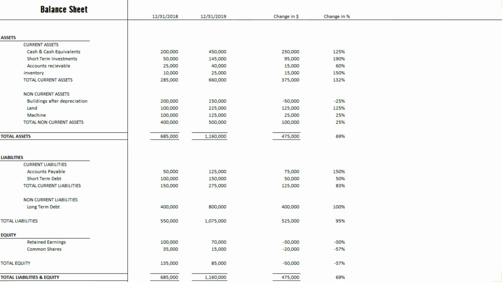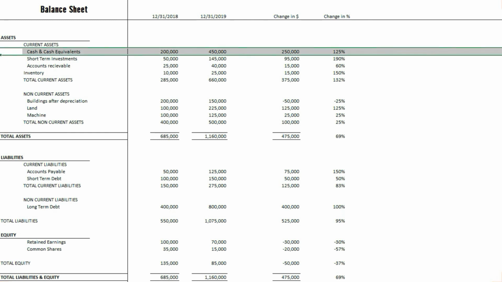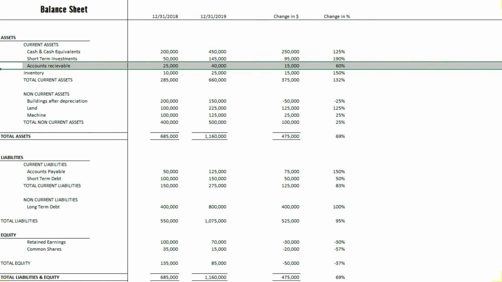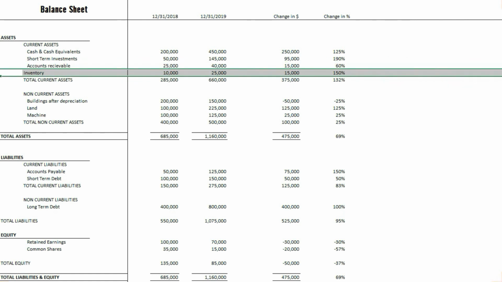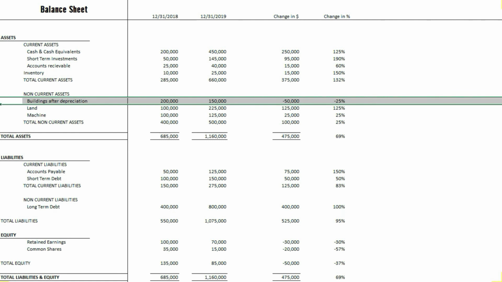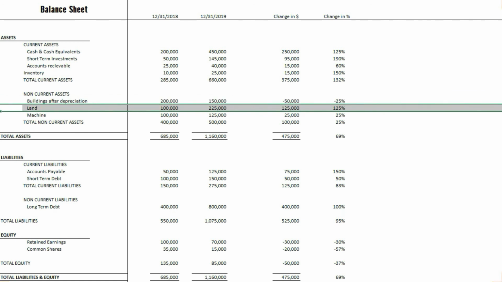Now let's walk through an example and compare the balance sheet for 2018 and 2019. As I said earlier, assets should always be equal to liabilities plus equity. I've included two additional columns to understand the dollar change and the percentage change for each item. Cash balance increased by 125%, which is awesome. Accounts receivable is $15,000, which is not bad. Inventory grew by a small amount, which is not that great of a concern. For buildings, we accounted for $50,000 depreciation and the company purchased more land and machinery.